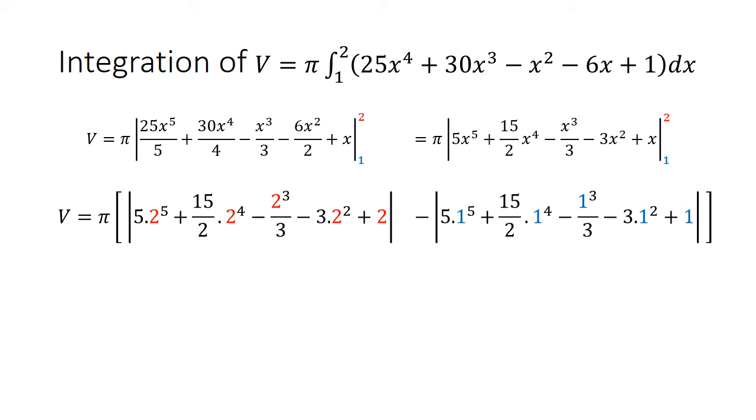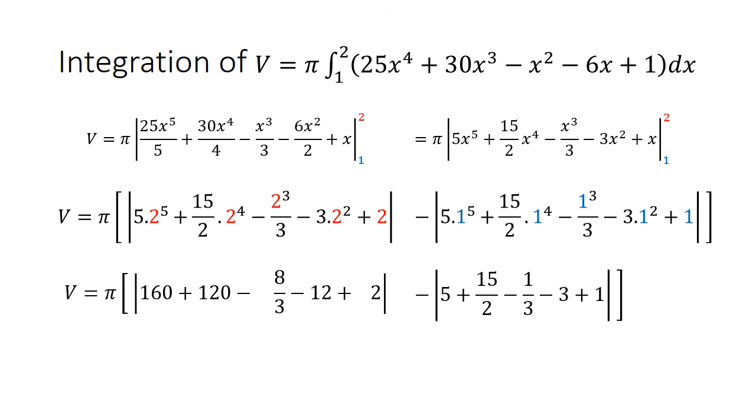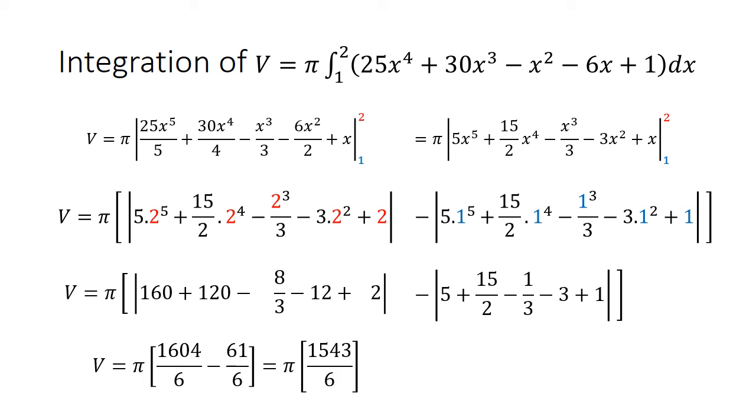These are evaluated. So 2 to the 5 is 32 multiplied by 5, giving 160, and so on. If you look over here, you have a third here, 8 over 3, and here you have 15 over 2 and 1 over 3. So to work these out, we'll work with the lowest common multiple, which is 2 times 3, which is 6. So I will evaluate everything over 6. If I evaluate these terms over 6, I get 1016 divided by 6. And on this side, I get 61 over 6.